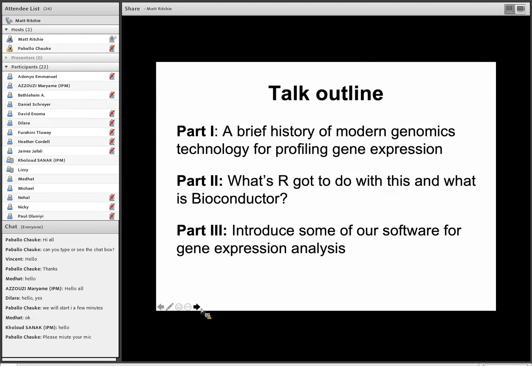So to give you an outline of the talk, the first part's just a very brief history of modern genomics technology that's used for profiling gene expression, which is something that we do a lot in my lab. The second component is about what on earth R's got to do with this, and how Bioconductor has come into this situation. And then finally, I wanted to introduce some of our software for performing gene expression analysis.